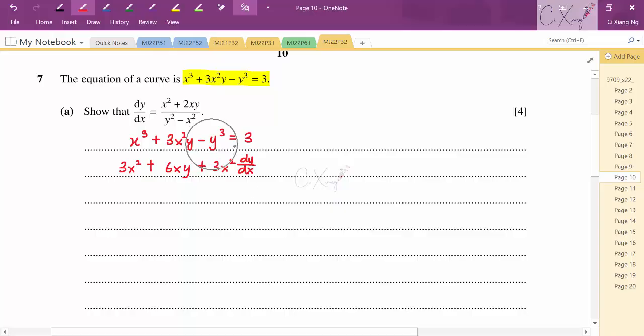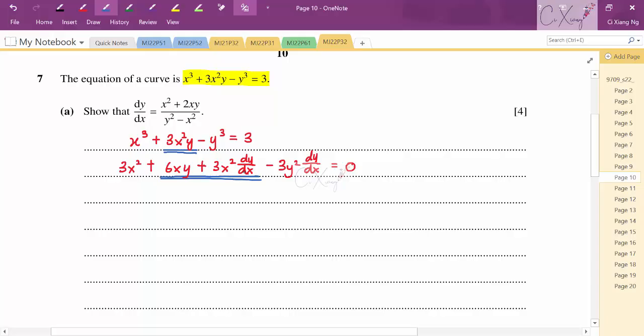Then for the last term, I have negative. Differentiating y power 3, I get 3y squared, and of course, I need to include the dy dx at the end. Then equals 3. Since 3 is a constant, after you differentiate, you get a 0. Just take note that for this part, we have to apply differentiation using the product rule. So this is the answer after we apply the differentiation using the product rule.